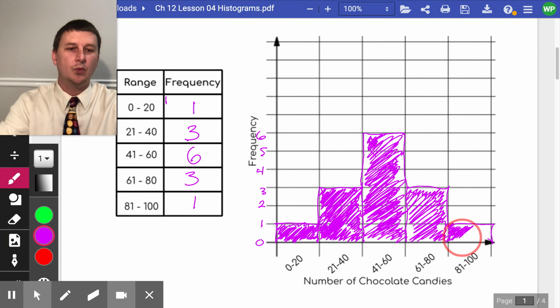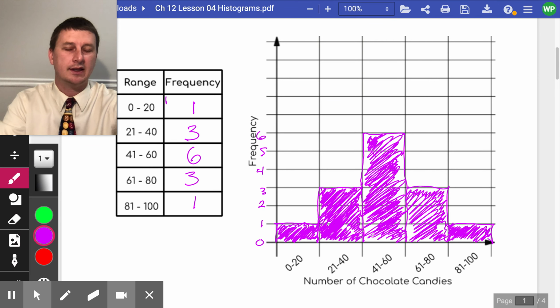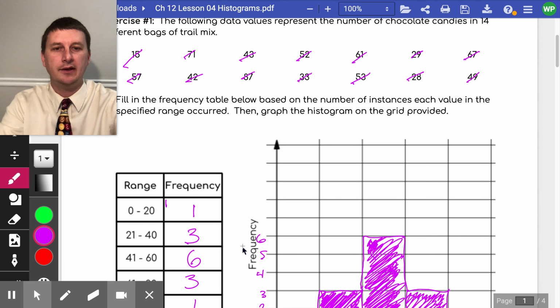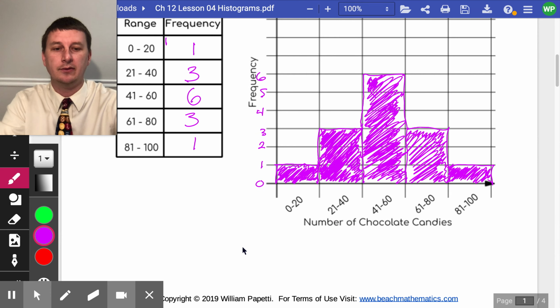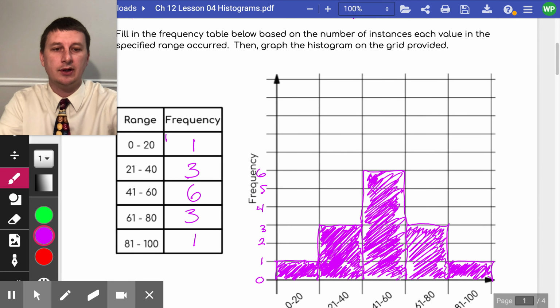And what we just created was our first histogram. Notice that the bars are all touching because it's a continuous range of values. You could look at this histogram and see that most of the values are right here in the 41 to 60 range. If you were looking at the raw values, you might not see right away that 41 to 60 was the most common. That's why a histogram is a useful visual representation, because you're able to see visually right away from a graph where most of the values occur.